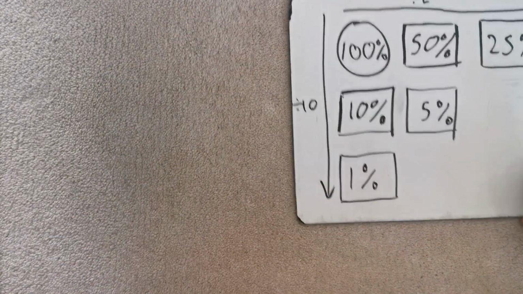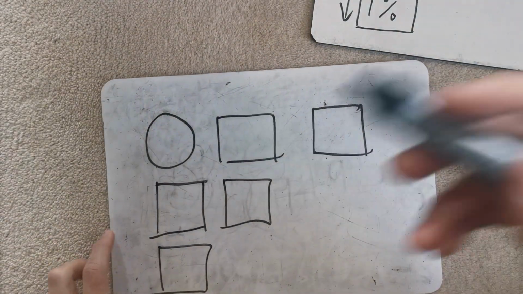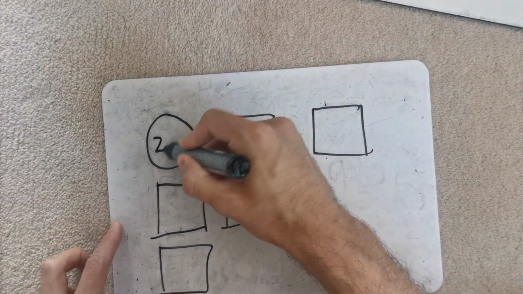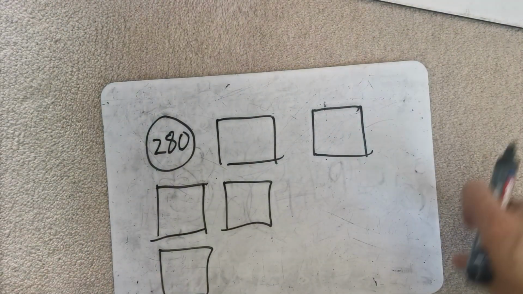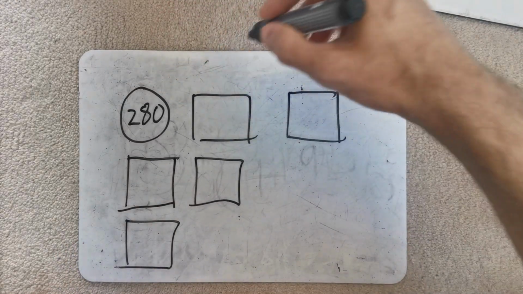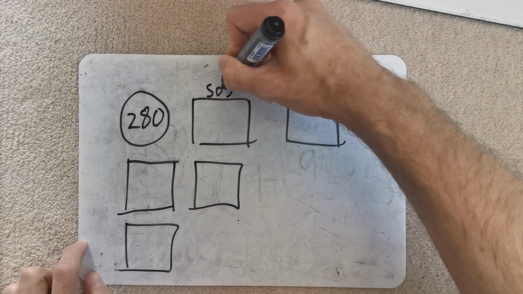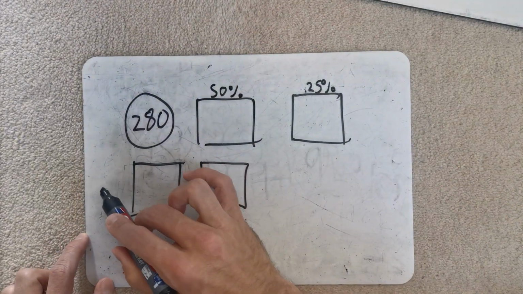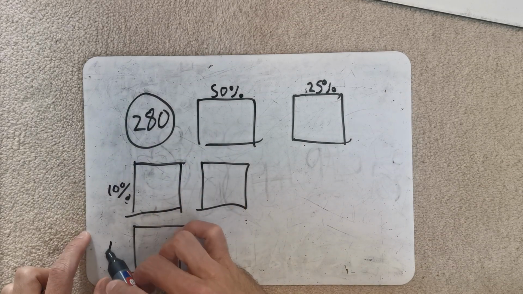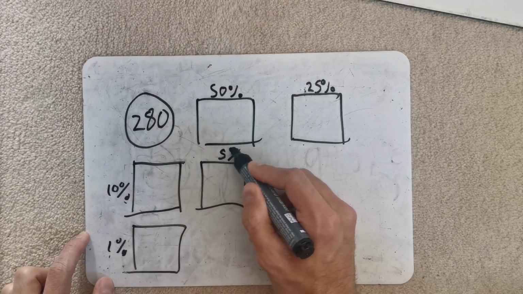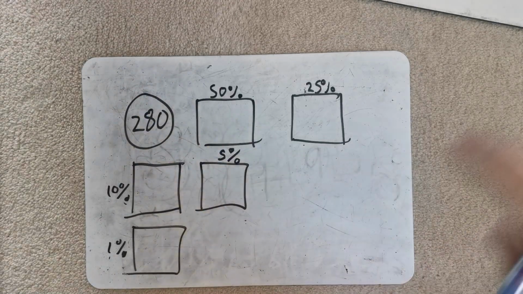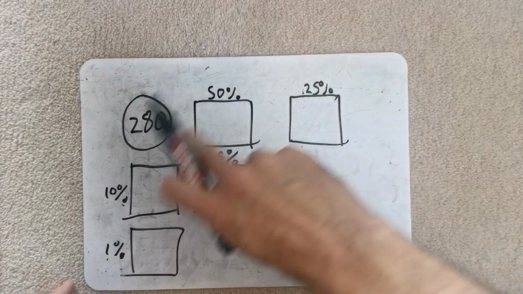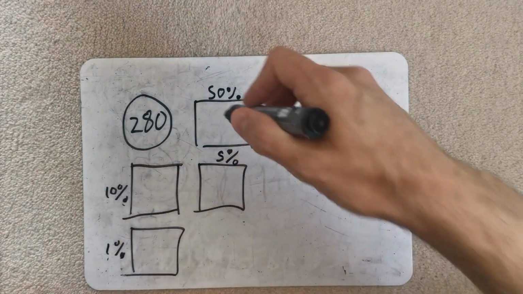Now let's use this in an example. Let's go for 280. That is our 100%. We're going to find 50% of that, 25% of that, 10% of that, 1% of that, and of course 5%. So to get 50%, what do we do? We half it. So 280, half of 200 is 100, half of 80 is 40.